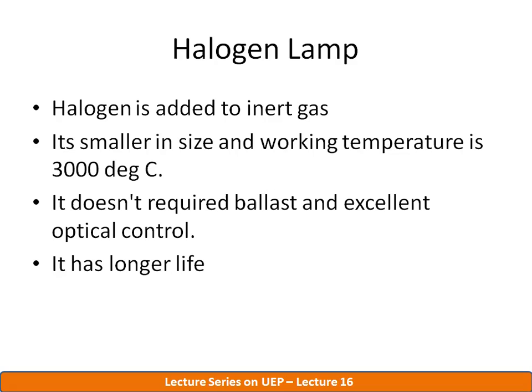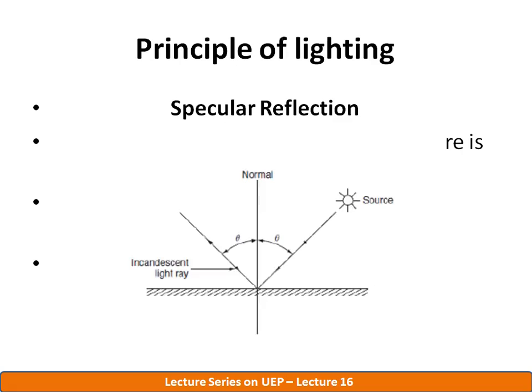It increases the temperature and has excellent optical control. It's resistive in nature, so ballast is not required. It has a longer life in comparison with the incandescent lamp. So this is all about the different types of artificial sources of light.